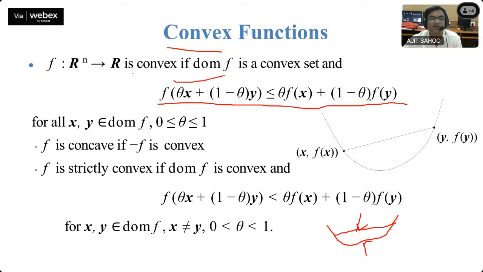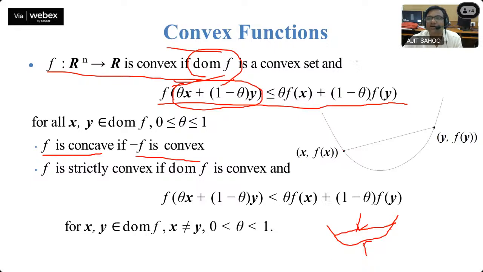For a convex function, remember the domain must be a convex set. That means the argument's domain must be a convex set. So that is a convex function. If f is concave, then minus f is convex. Like convex, the other kind of function is called concave. If you take any 2 points and join them, and the line lies below the function, that is called a concave function.